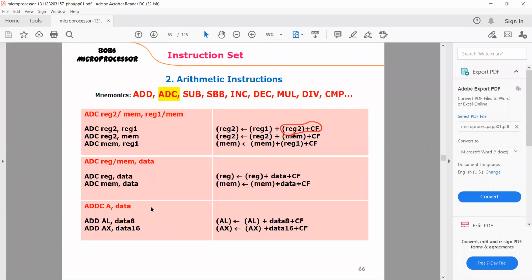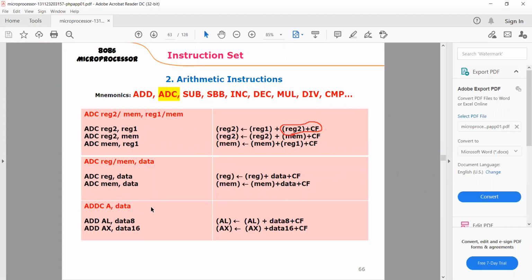Add means direct addition operation. Even if you get any carry in the operation, that will not be considered. That means that will be neglected. But when you use ADC, your carry flag will also be considered. That means if you get a carry, that carry will get added to the addition result.